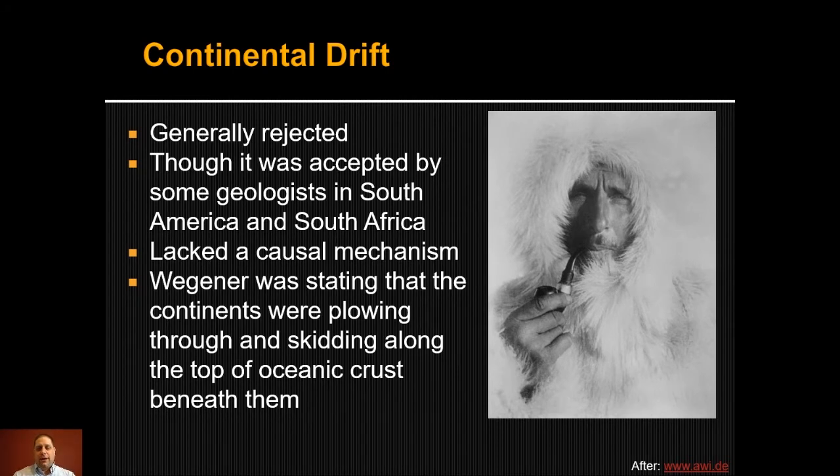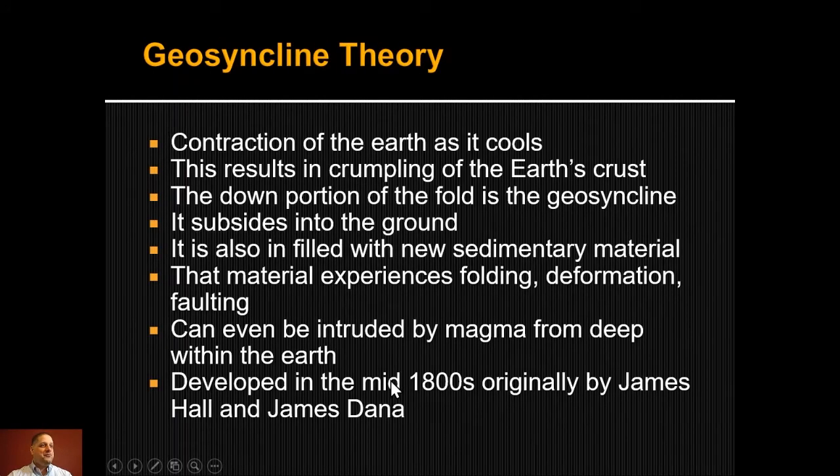He thought that was a way to kind of get the energy needed to physically move the plates. And she's shown here in some wonderfully absurd Arctic getup, because he was, again, an Arctic explorer. So people rejected Wegener's continental drift, but they still needed to explain the major features of the surface of the Earth.